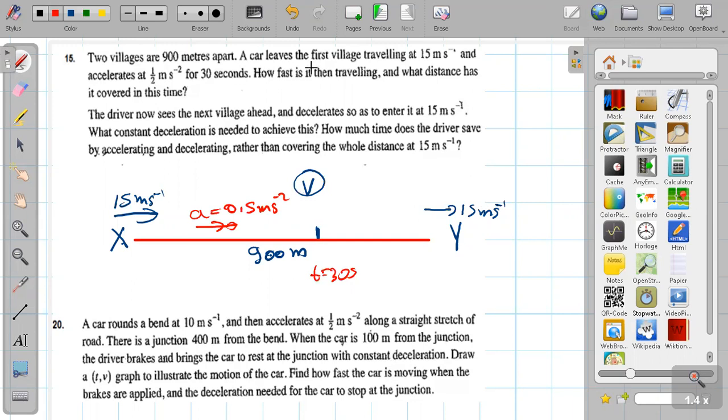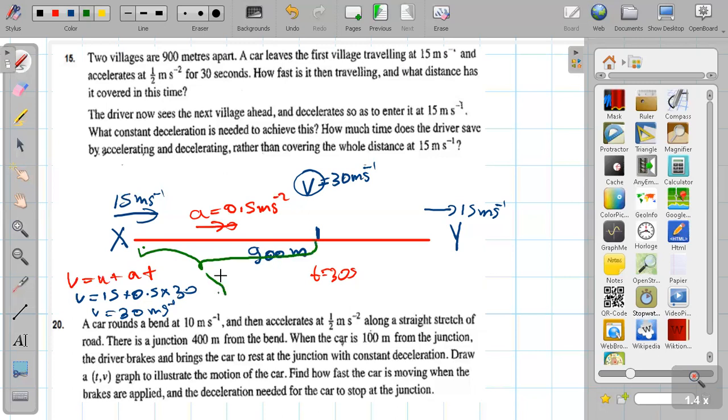How far is it traveling in that first phase? That's what we have to find out. Really simple: v equals u plus at, this is the equation going to be applied there. The unknown velocity v is going to be u, which is 15, plus 0.5 times t, which is 30, so v is going to be 30 m/s at this moment. And what is the distance s covered at this time? You have to go for s equals ut plus half at squared and find out the distance.